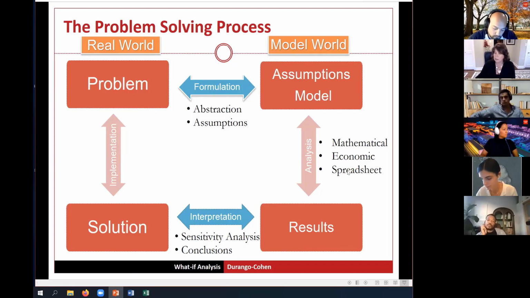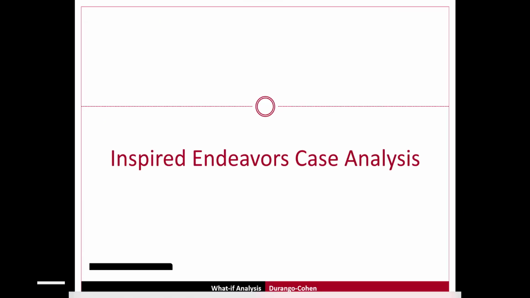Figure out what assumptions we can make that are defendable. How can we then implement the model within a spreadsheet context? And then are we able to provide some perturbation or sensitivity analysis that allows us to feel confident that the solution actually addresses the problem that we started with? So that's the goal there. If you haven't read the Inspired Endeavors case, please pause the video and then come back for the discussion.